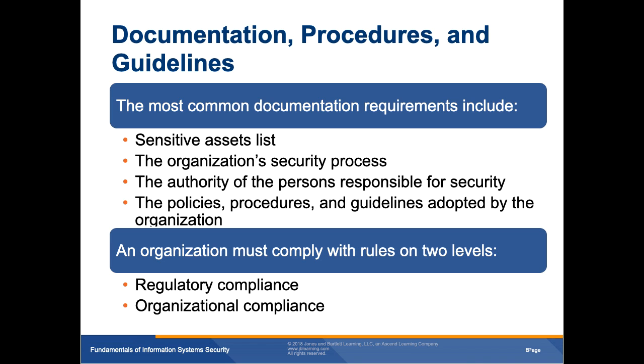An organization must comply with rules on two levels: regulatory and then the organization. Both of them will have compliance, and so the organization must comply with the laws and government regulations, and then you also need to comply with the organization's rules, policies, and standards.